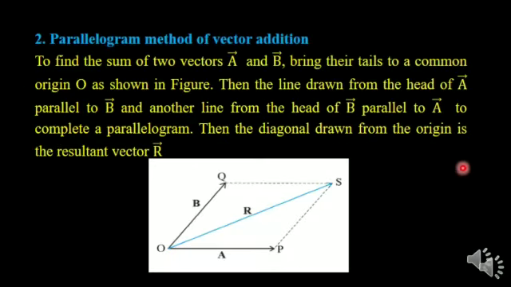Second one, parallelogram method of vector addition. To find the sum of two vectors A and B, bring their tails to a common origin O as shown in the figure. Then draw a line from the head of A parallel to B and another line from the head of B parallel to A to complete a parallelogram. Then the diagonal drawn from the origin is the resultant vector R.